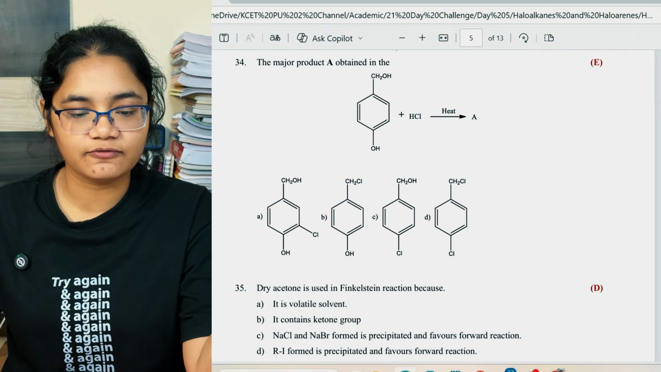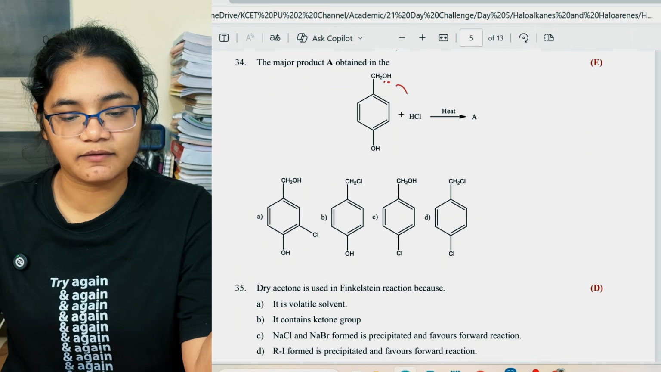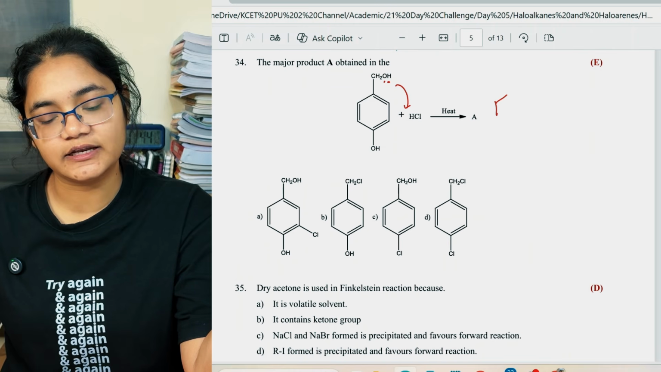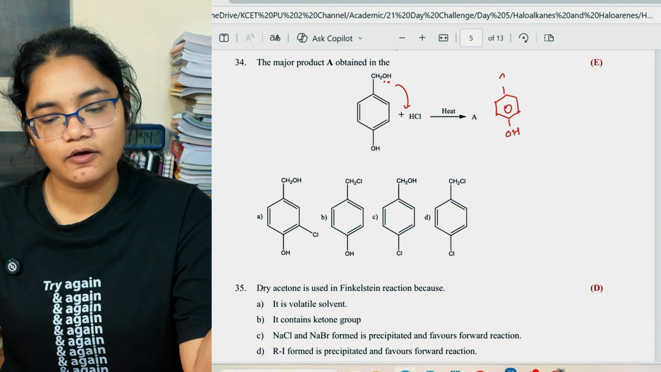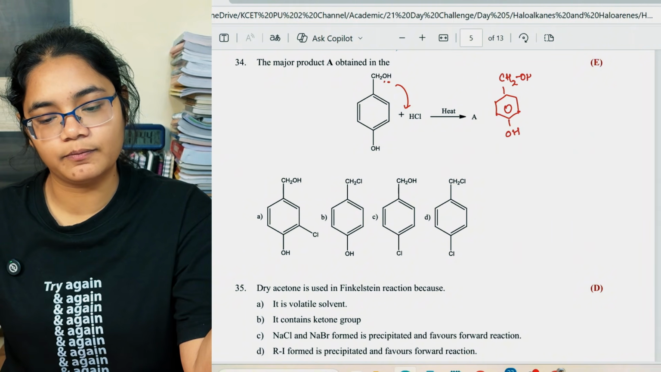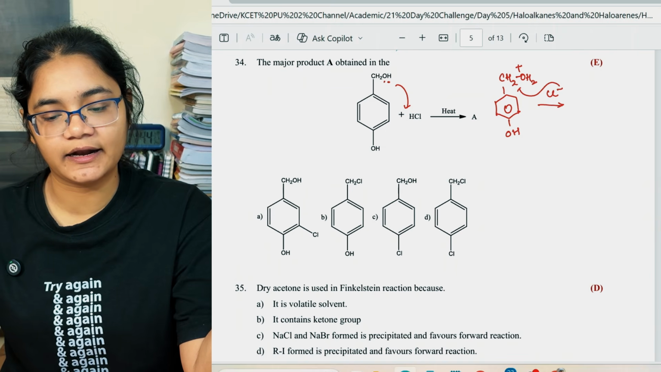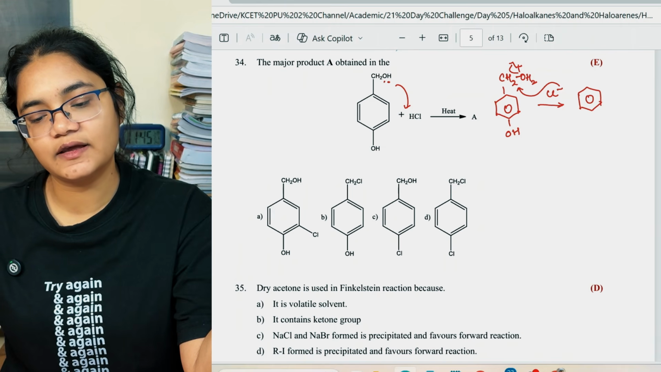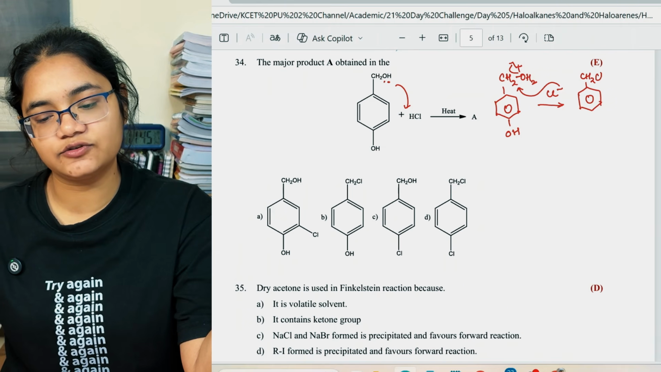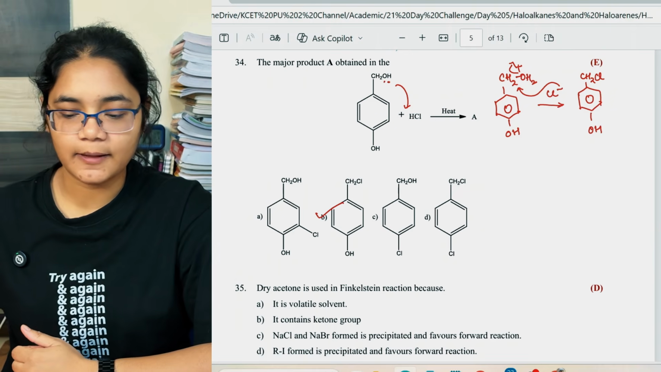Next is the major product formed in this reaction. So what happens first? OH is there, HCl is there. This one will attack on this one, and first there is a protonation. You will have a structure like this where I have CH2OH2+. After that, Cl minus is there, it will attack on this one, H2O will leave, and you will get a structure like this where you have CH2Cl and OH. So that is my option number B.